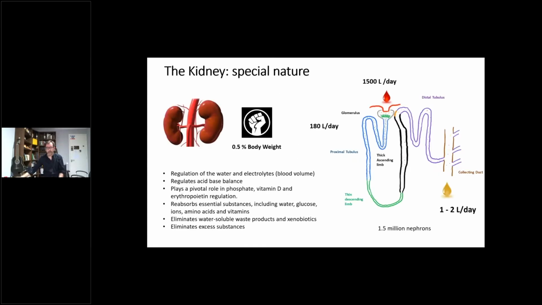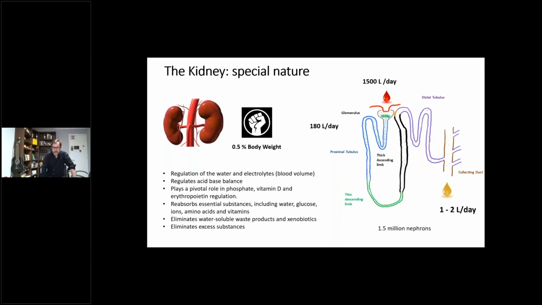Okay, let's move slightly now to the kidney, and the kidney is special in that it's different to the other organs, but all organs are special, right? So I just want to say why the kidney is special. The kidney is approximately fist-sized. You have two of them, and they're around the back of your body. And the main job is to regulate water and electrolytes. So it controls blood volume.